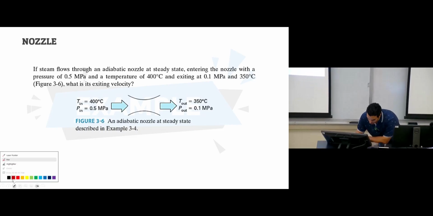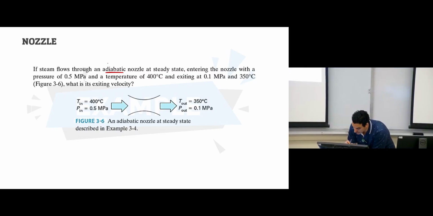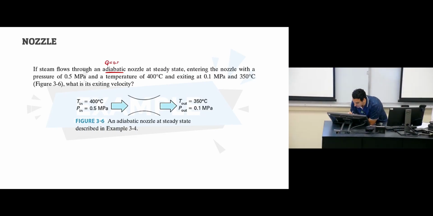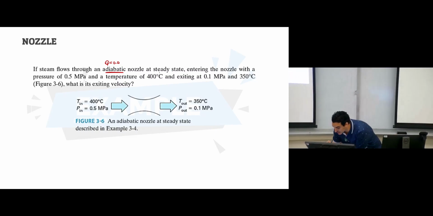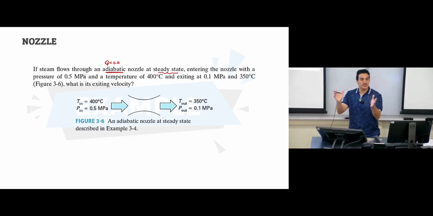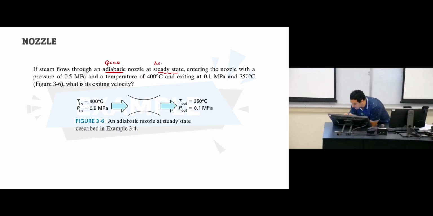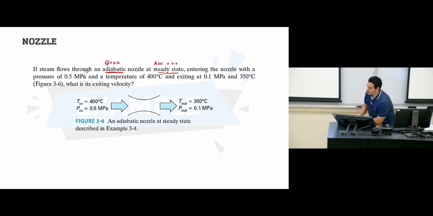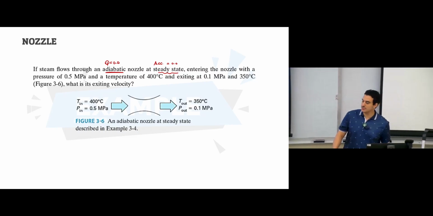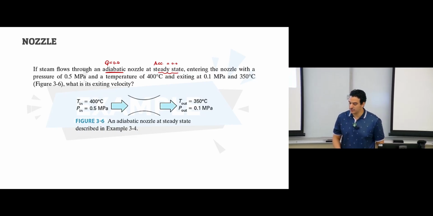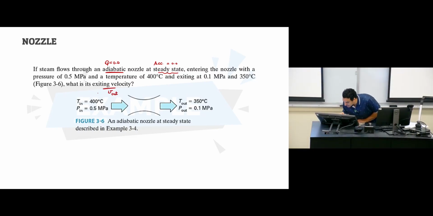Okay. So here we have this word, adiabatic. This adiabatic means which term will be cancelled? Q. So this one means Q is 0. So we have an adiabatic nozzle at steady state. This phrase, steady state, means which term will be 0? Accumulation term. Okay. Entering the nozzle with a pressure of 0.5 megapascal, temperature 400 degrees Celsius, exiting at 0.1 megapascal, 350 degrees Celsius. What is the exiting velocity? What is velocity at the outlet?